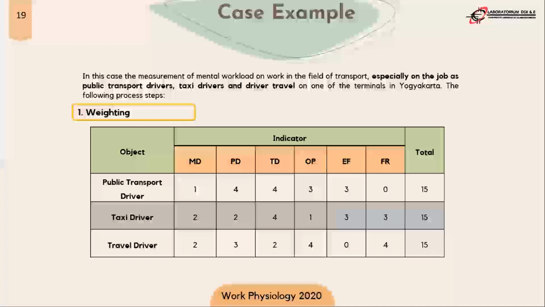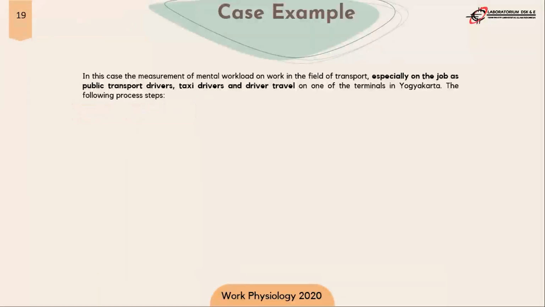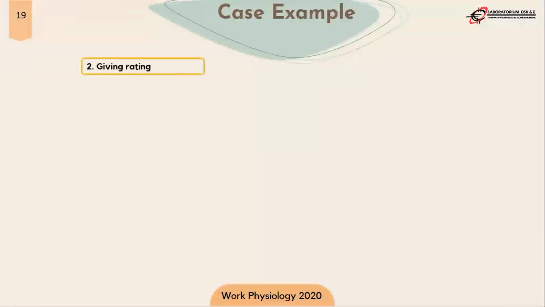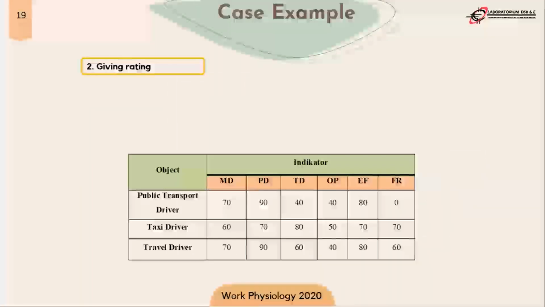On each object, the total indicator is 15. And then after that, we should give a rating for each dimension. Okay, and this is the result of the rating. This is the result of giving a rating for each object.